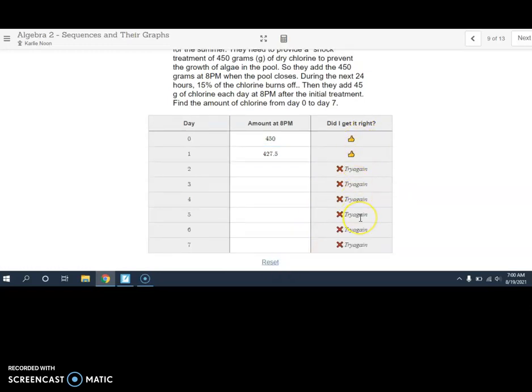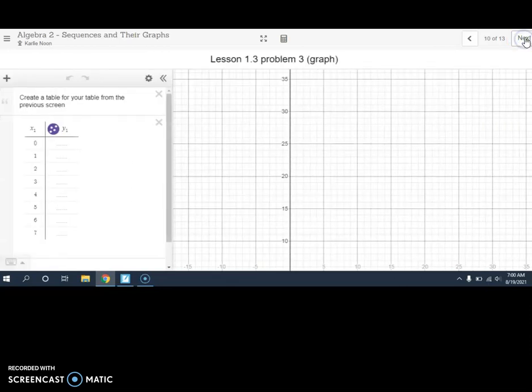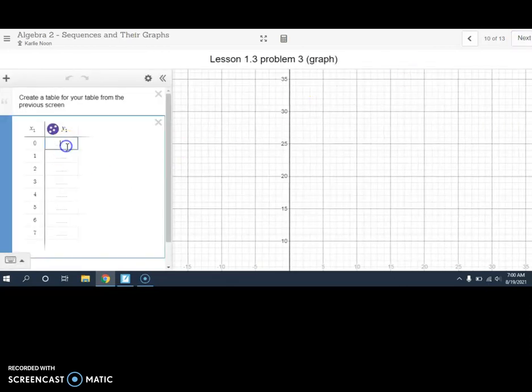If you see try again, that's telling you that you made a mistake, and you need to go back and revisit the problem. So I'd like you to complete this table for this problem. And then I'd like you to come to this problem here, and you're going to put in your answers. So again, we start with the 450 and then add 427.5. I'd like you to continue that.